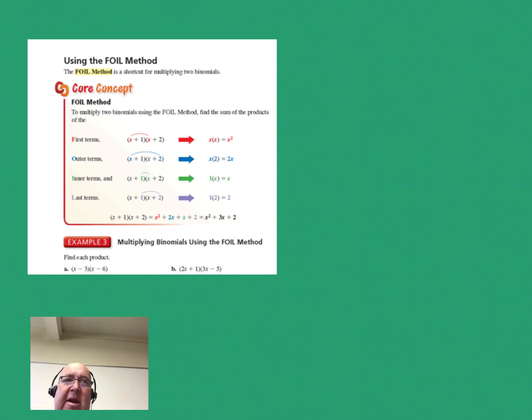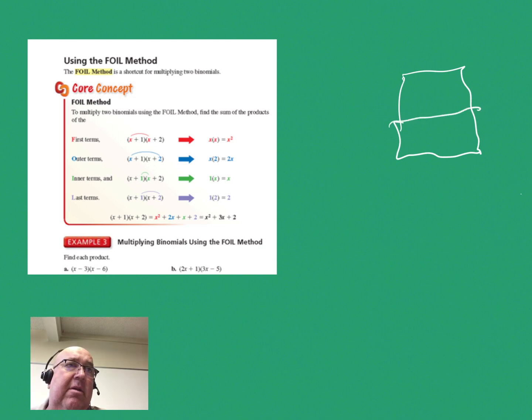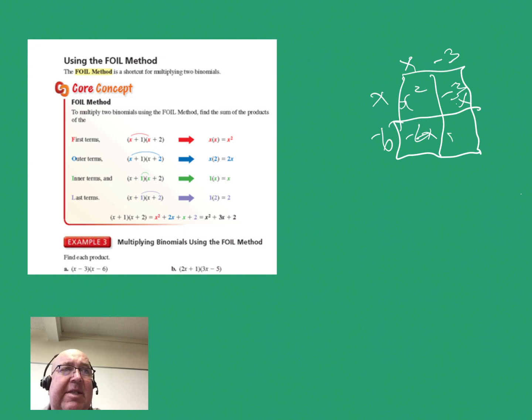Now, and here's the FOIL method again. I got ahead of myself in the slides, so I'm going to use the area model instead. X minus 3, x minus 6, x squared minus 3x minus 6x plus 18, x squared minus 9x plus 18.